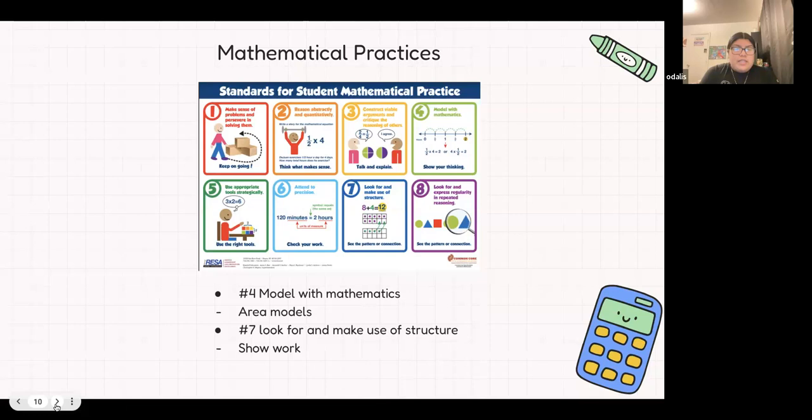We are also looking at number 7, which is look for and make use of structure, which again refers back to the box method and the area models. Students will be able to show their work and see how and where they could possibly make mistakes and how they're getting their answers.